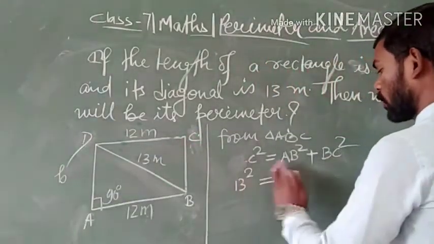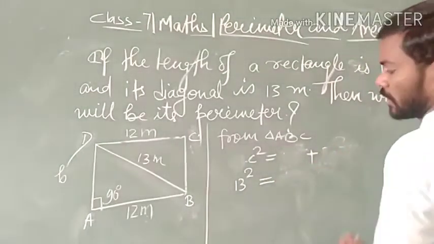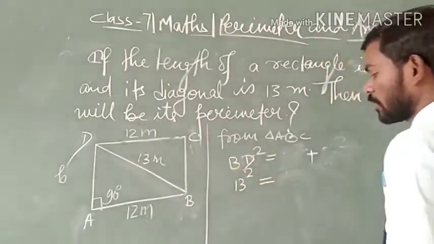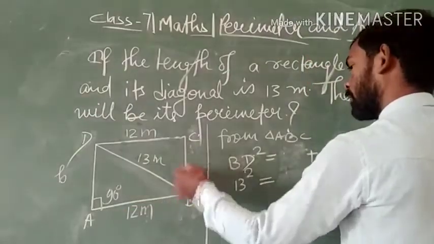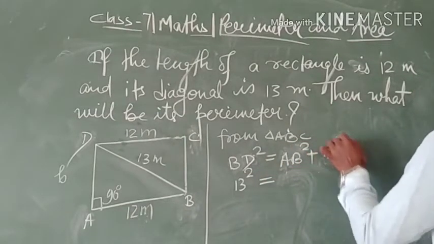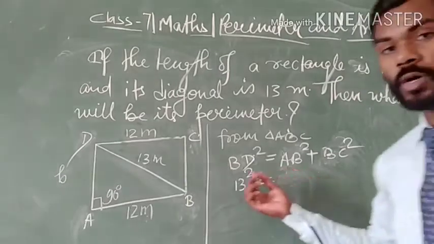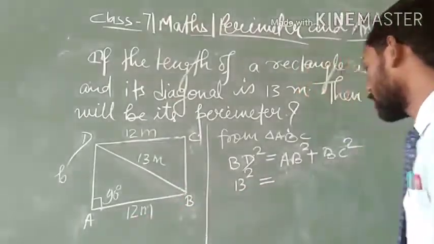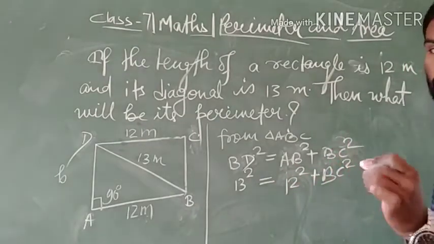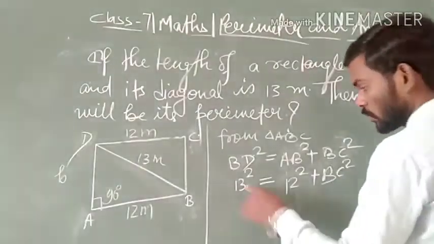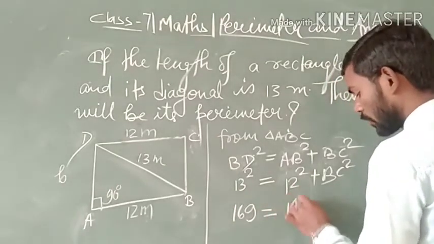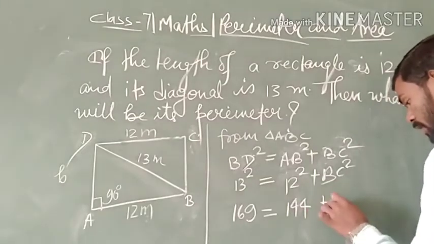Now your formula will also be changed, and here we get BD square. BD square will be equal to AB square plus BC square. Now put the value of AB. The value of AB is 12 square plus BC is unknown that we have to find. So square of 13 is 169. This will equal to 144 plus BC square.